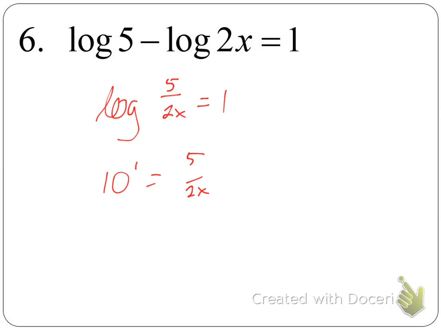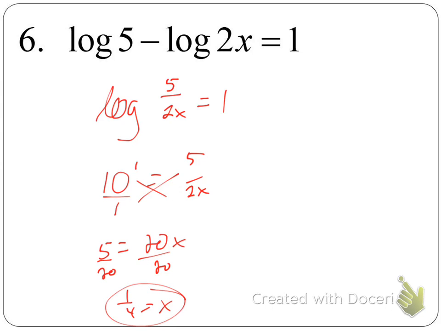How you choose to solve for x here is entirely up to you. I highly recommend that you make this side a fraction so that you can cross multiply and solve. Multiply 5 times 1 and get 5. 10 to the first, of course, is 10. 10 times 2x is 20x. Then divide both sides by 20. And x is 1/4.